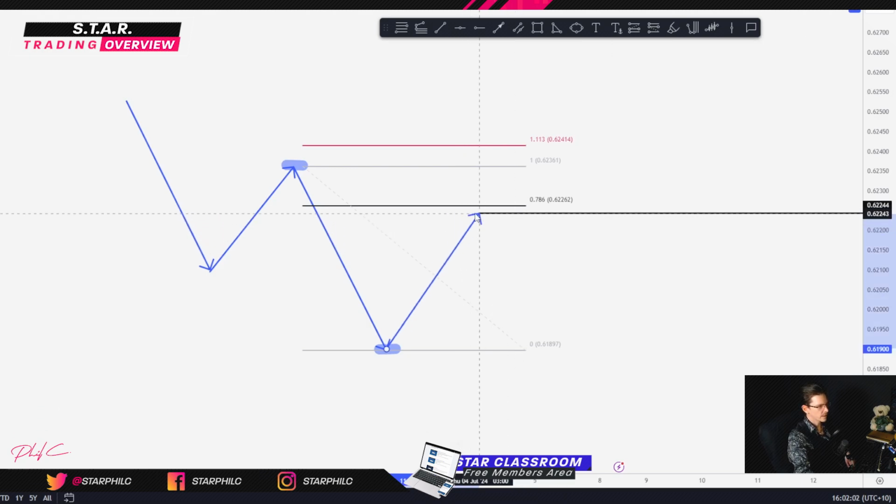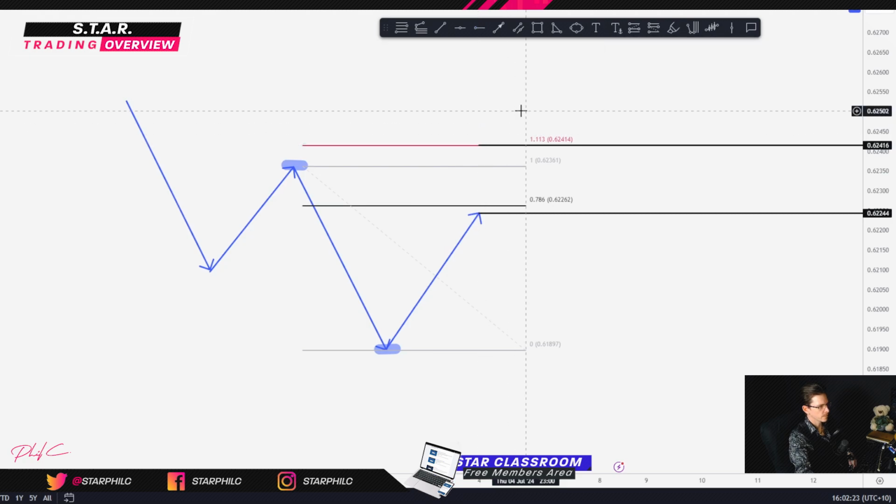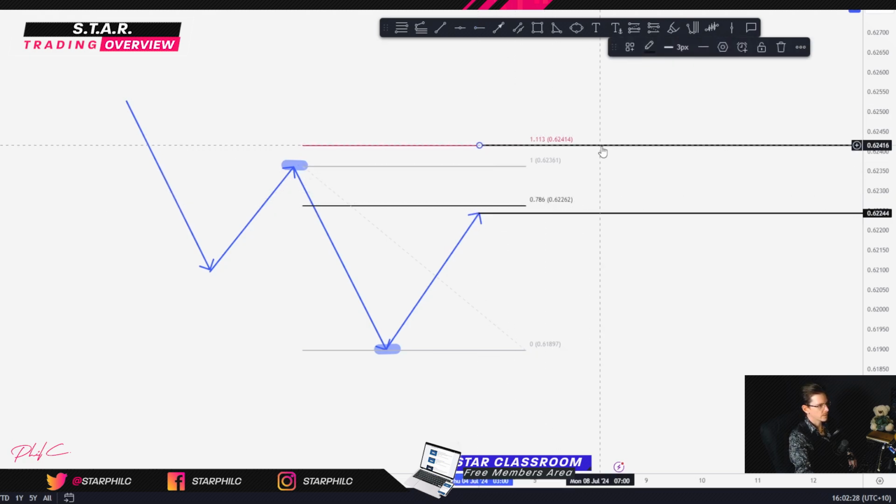Once it hits the 786, we can enter the trade. Now we have our entries, the same way every single time. Where are our stops going to go? Again, we use Fibonacci retracements to do that. So we don't have to change anything here. All we want to do is drop in a line tool at the 113. Yes? So now we have our entries and now we have our stops.